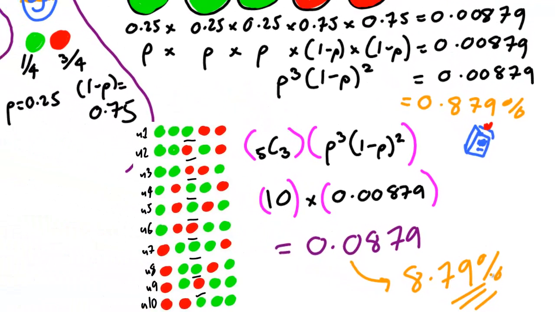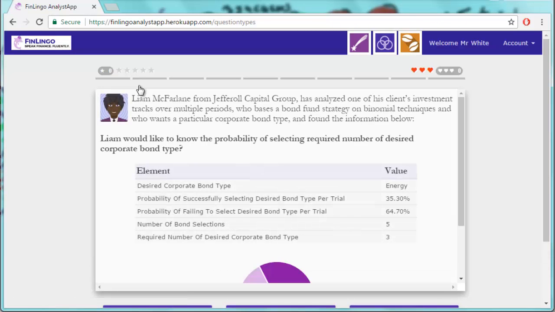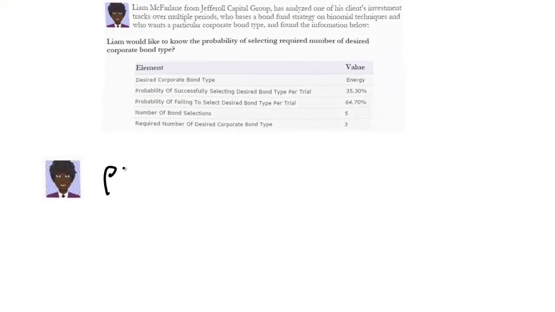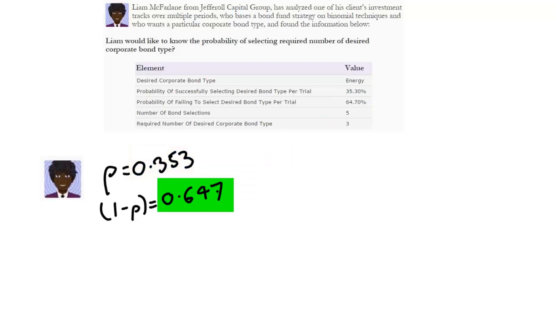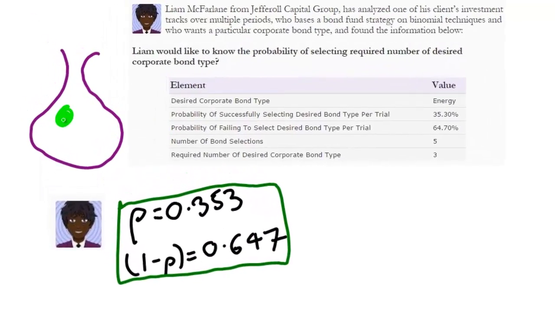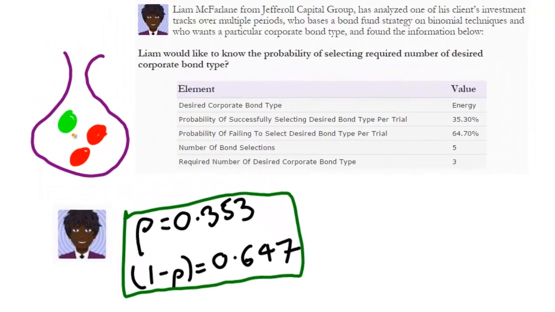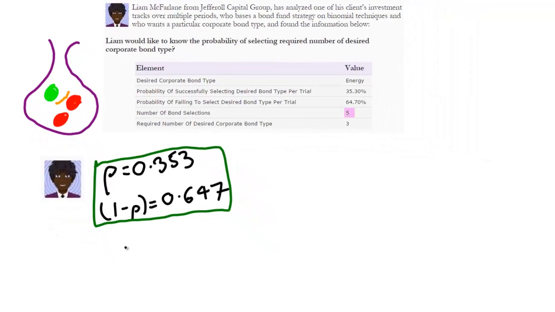Now we've got the theory worked out, let's try a real financial exam question on Finlingo.com. To answer the question, we need just three elements. We need P, N, and K. We can see that P equals 0.353, so 1 minus P must be equal to 0.647, just like the question says. This roughly equates to a magic bag with 1 green ball and 2 red balls. We'll just have to fudge the exact numbers a tiny little bit. Moving on, N is equal to 5 and K is equal to 3.